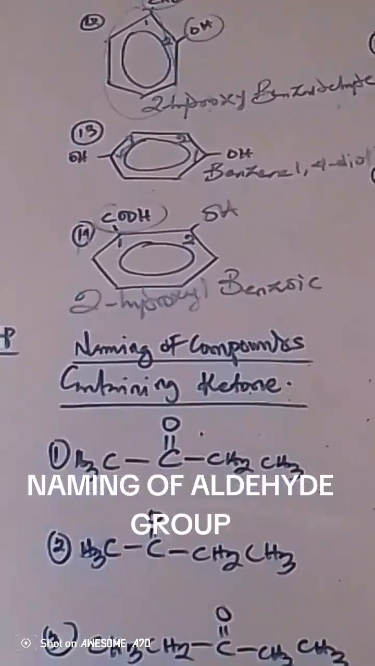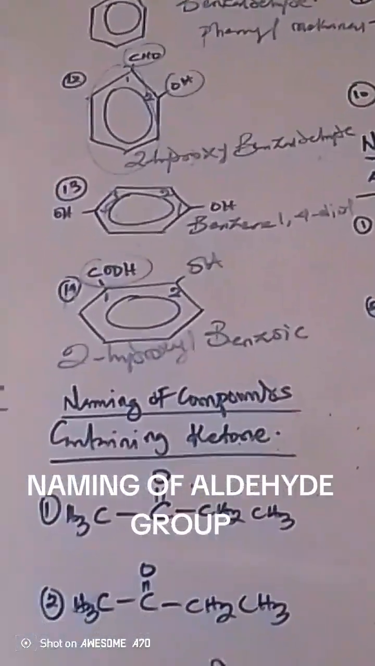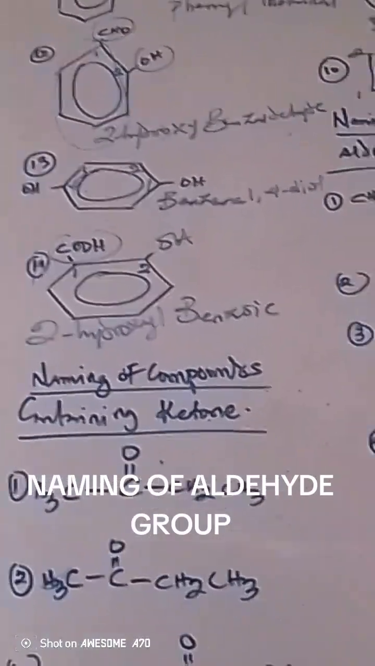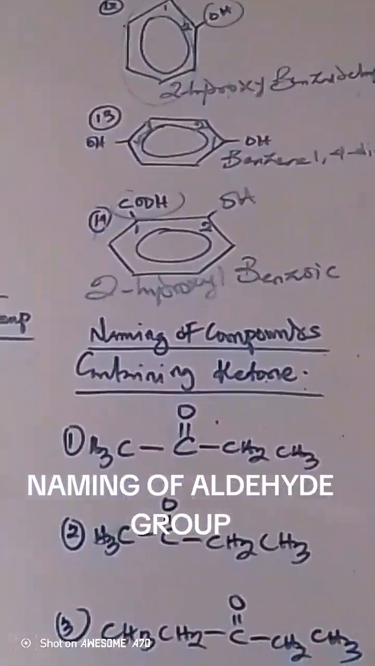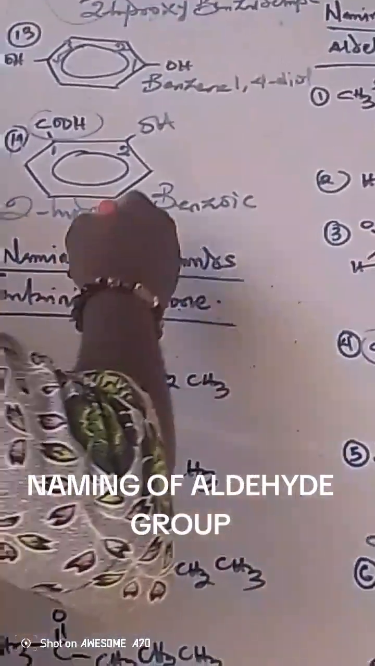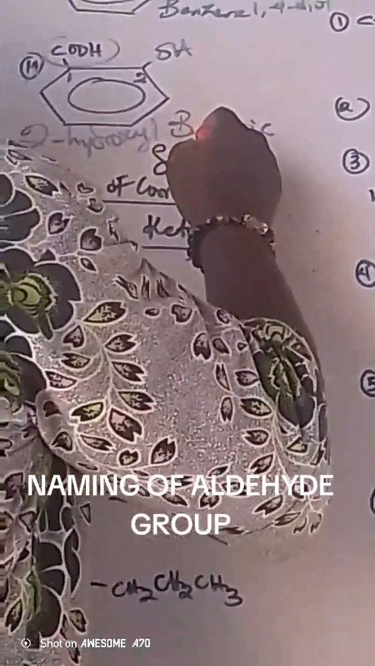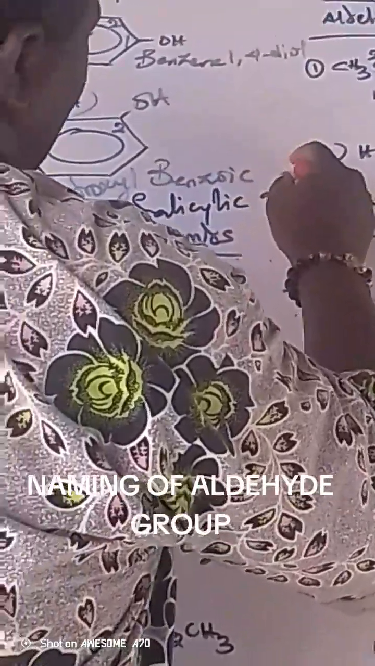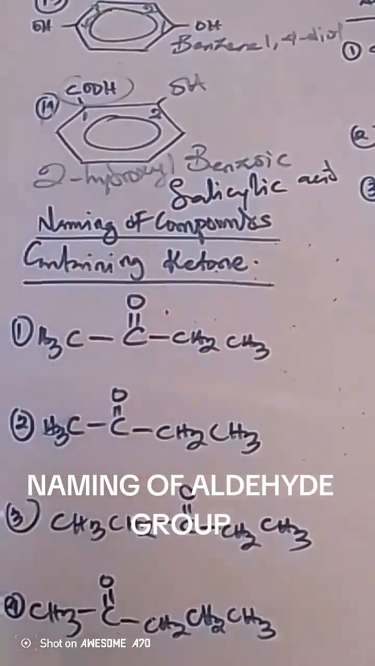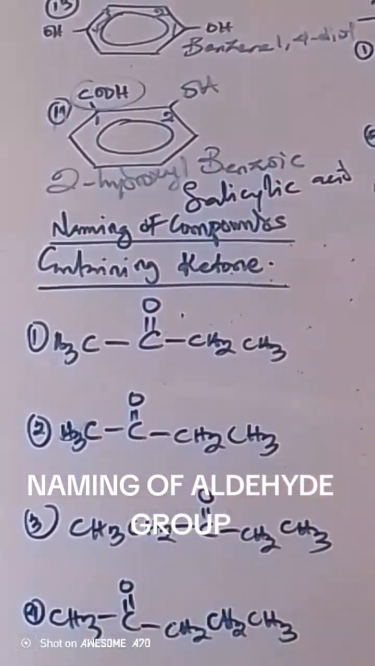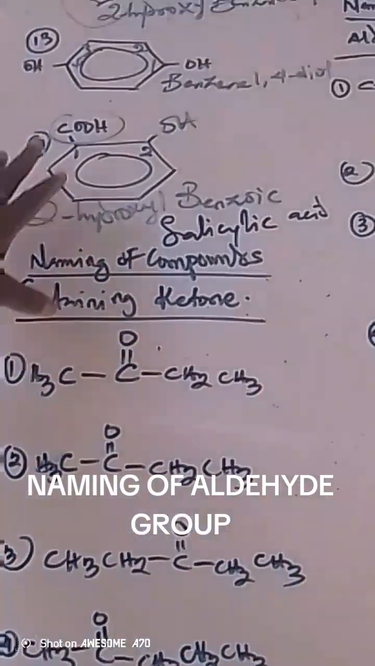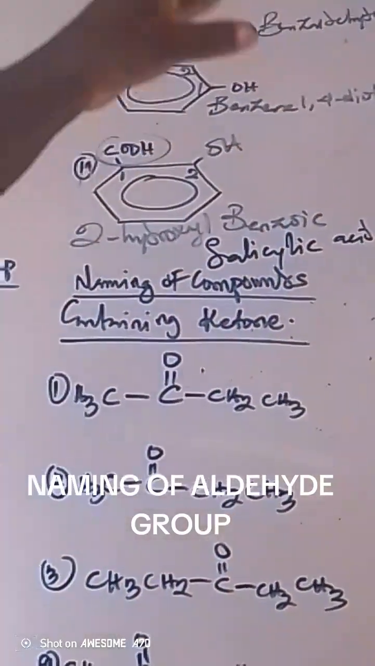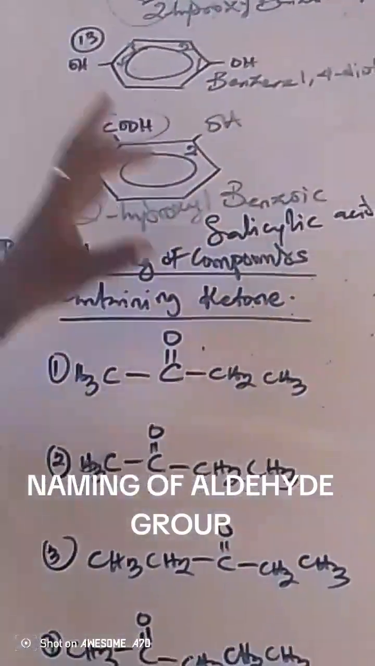It is very, very easy, very, very simple. 2-hydroxybenzoic acid can also be called salicylic acid, or aspirin. Do you understand? So God bless you. That is for the naming of compounds containing aldehyde groups in organic chemistry. Thank you.